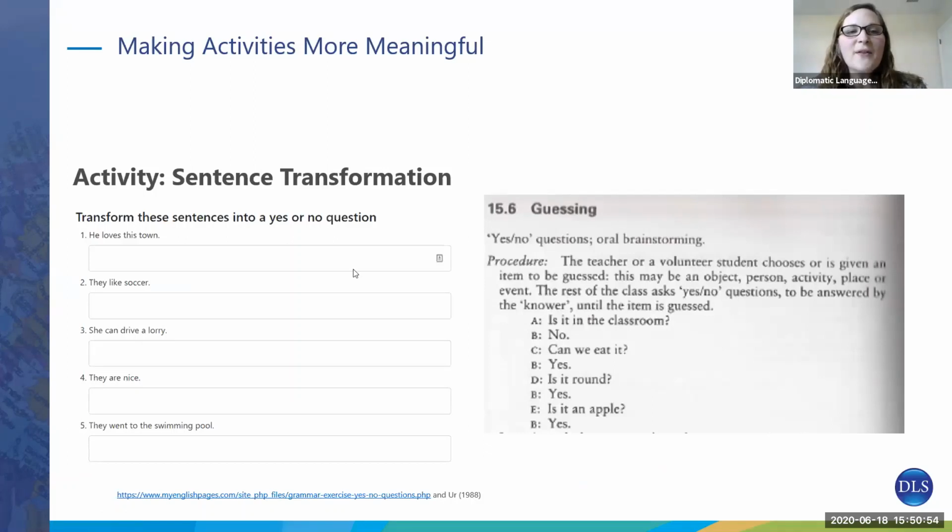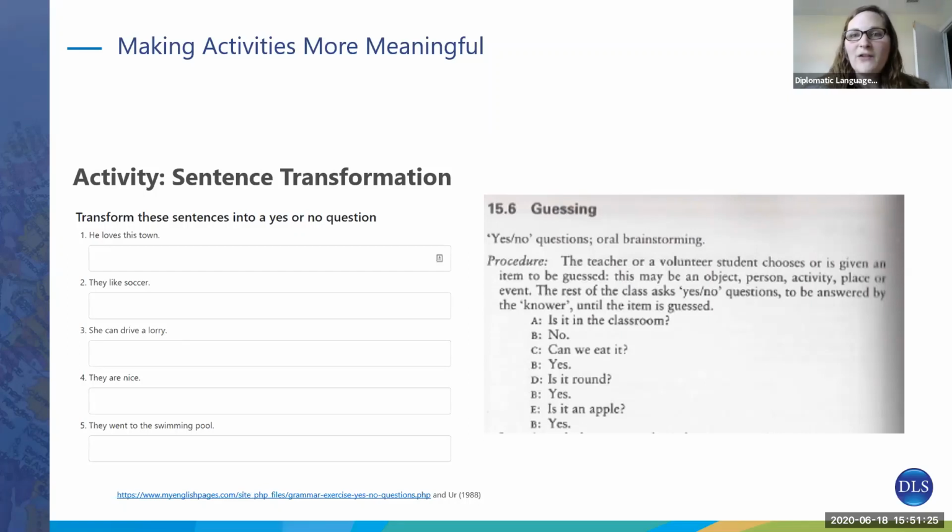Okay, and then another sentence transformation activity is taking a statement and transforming it into a question. In this case, they're practicing yes or no questions. A better way to do that would be maybe doing a guessing game where they're practicing the form, but they're actually trying to communicate real information.